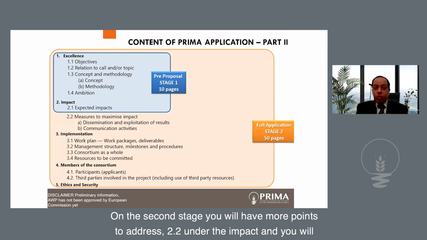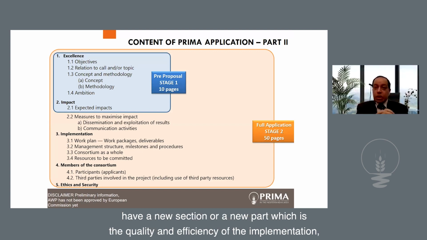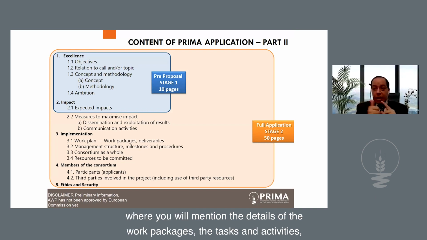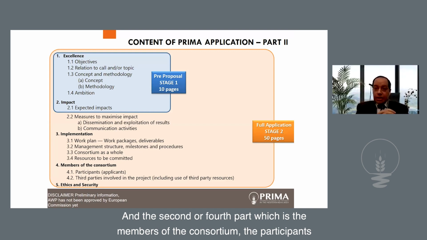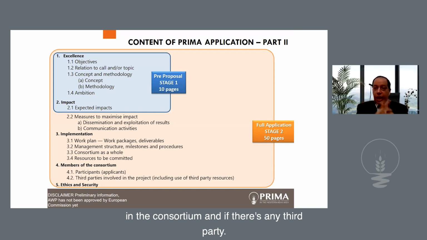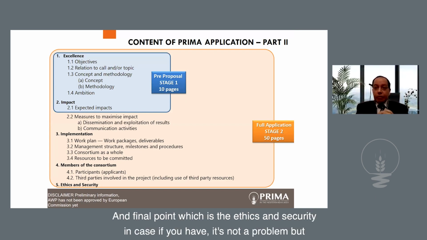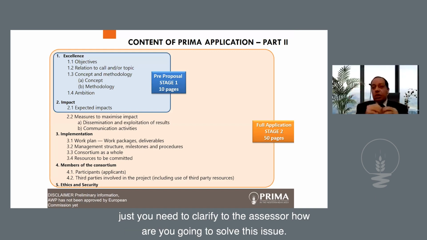On the second stage, you will have more points to address, 2.2 under the impact, and you will have a new section, which is the quality and efficiency of the implementation, where you will mention the details of the work packages, the tasks and activities, and the whole list of the milestones and deliverables. The fourth part is the members of the consortium, the participants in the consortium, and if there is any third party. The final point is the ethics and security, in case you have any. It is not a problem, but you need to clarify to the assessor how you are going to solve this issue.